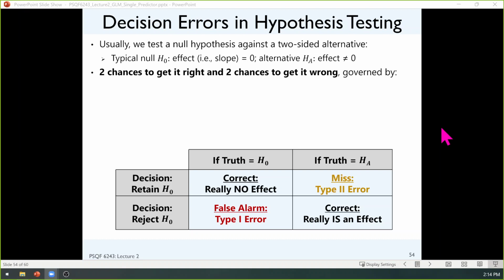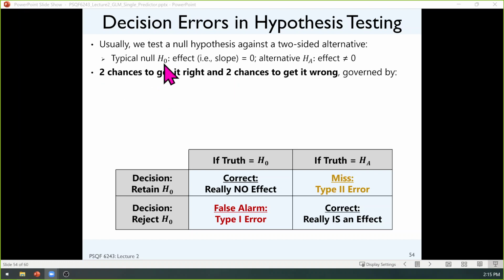So decision errors. If I'm testing a relationship between a predictor X and an outcome Y, then I can get that correct with respect to what it truly is in the population 2 different ways, and I can screw it up 2 different ways.